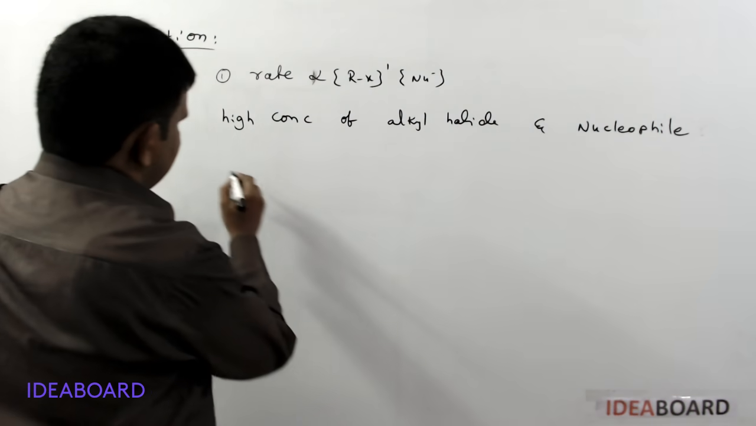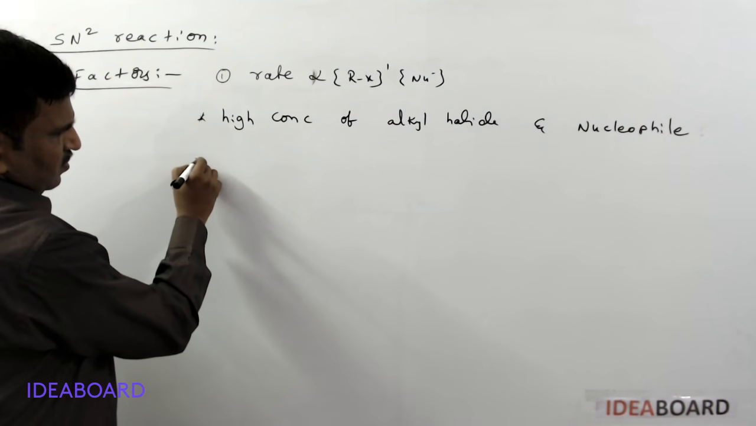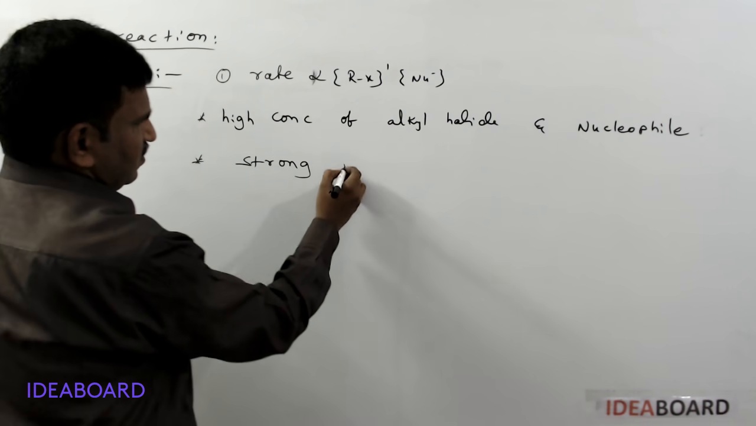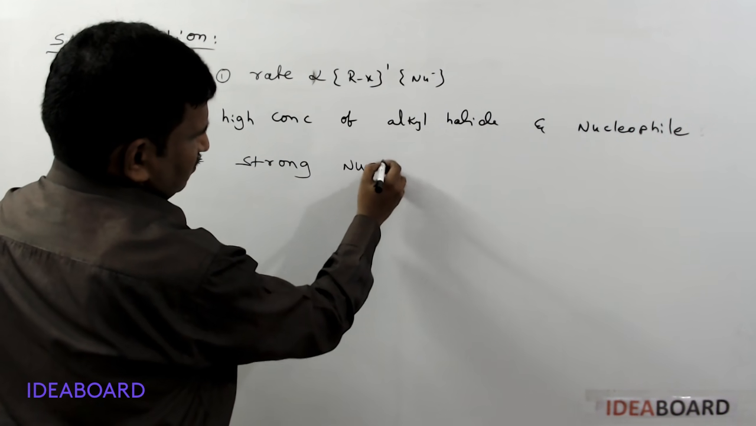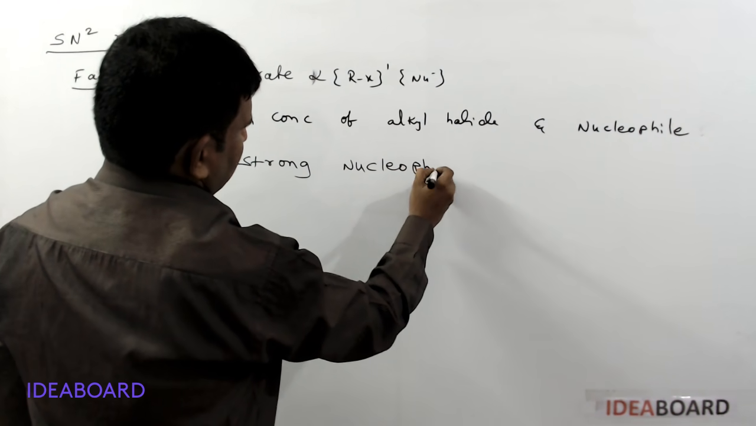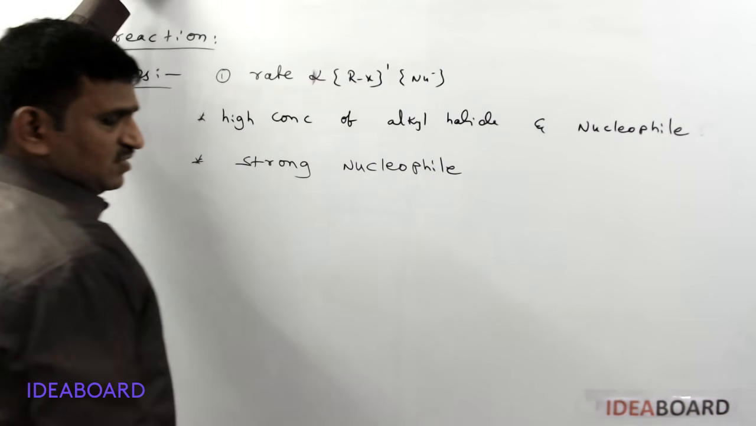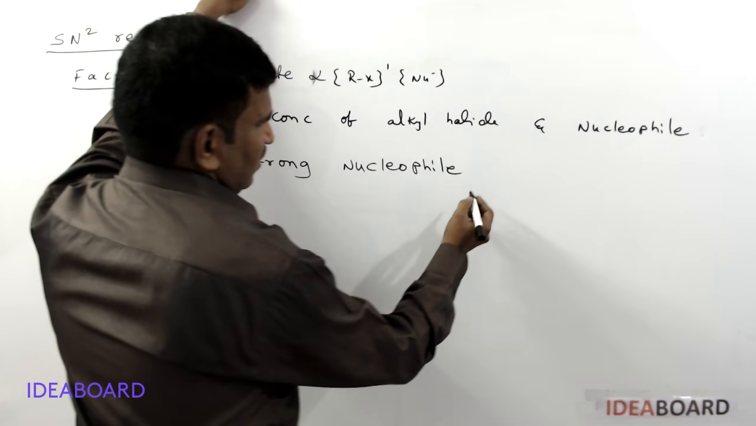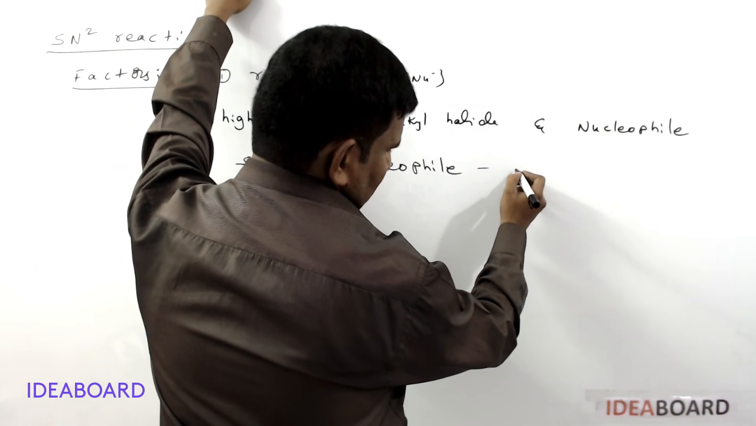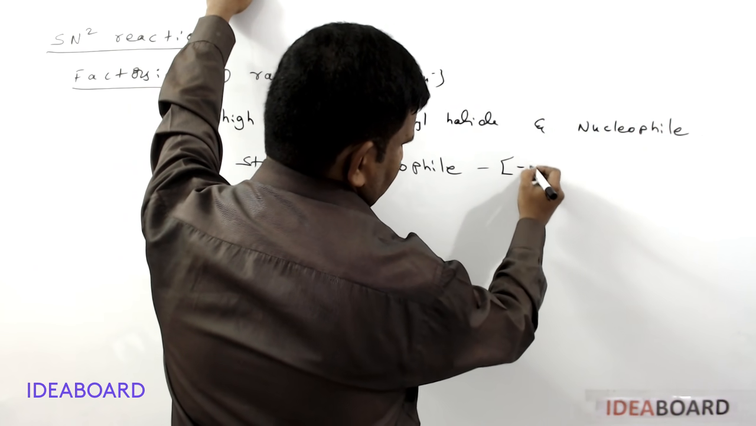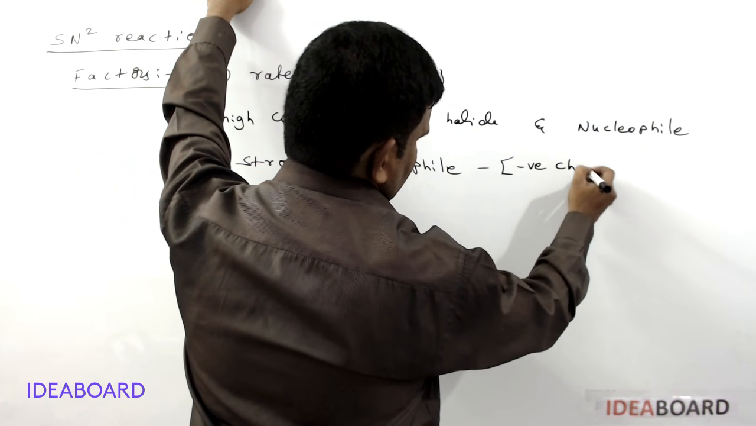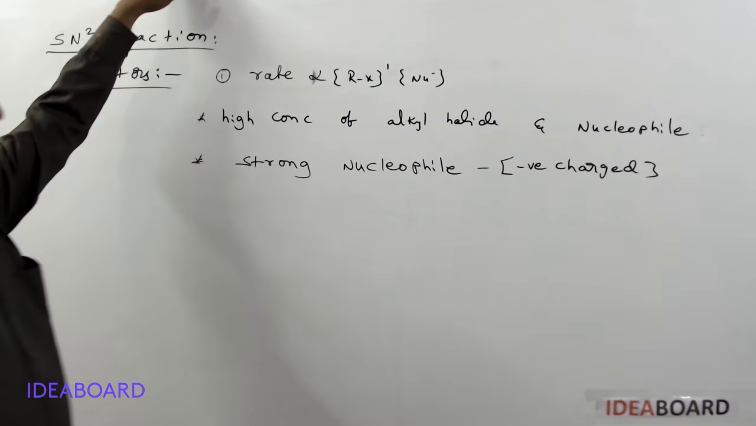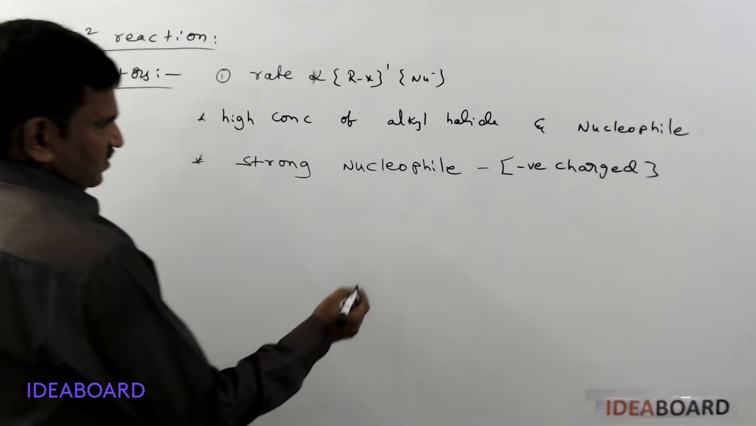And second point, a strong nucleophile is required, because it is also deciding the rate of reaction. Whereas in SN1, a weak nucleophile is required. Generally, strong nucleophiles means what type? Negatively charged nucleophiles are strong nucleophiles.